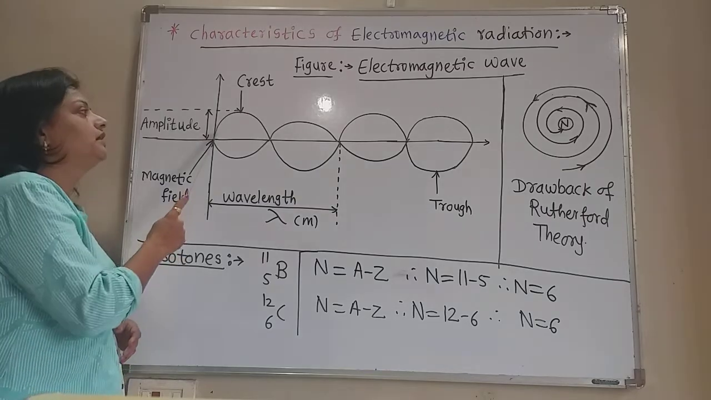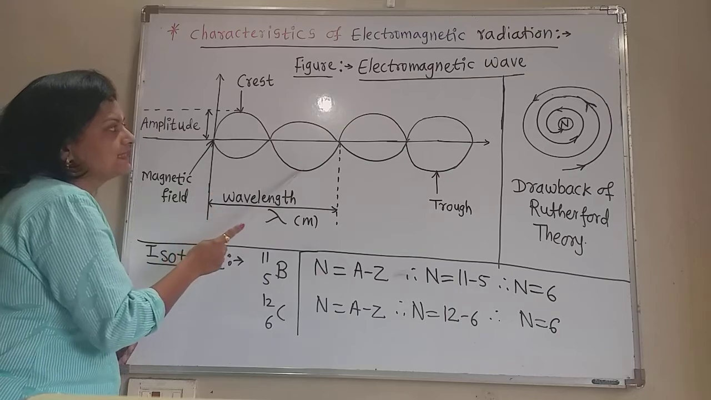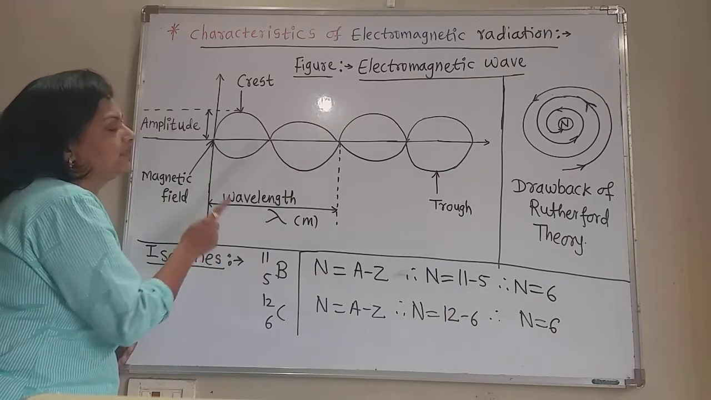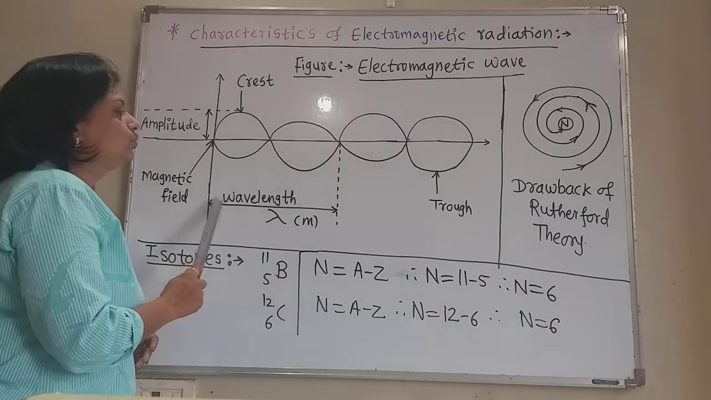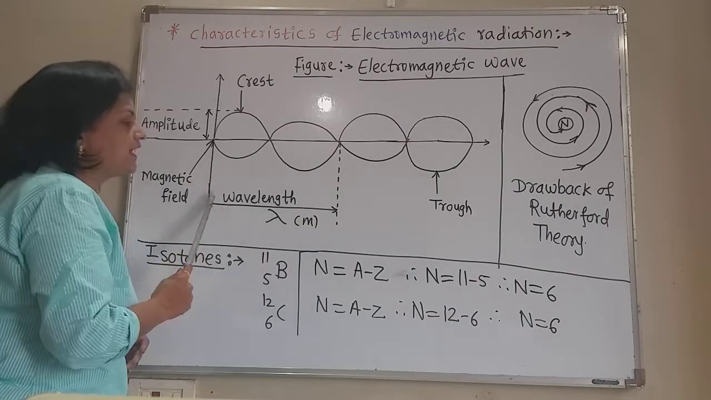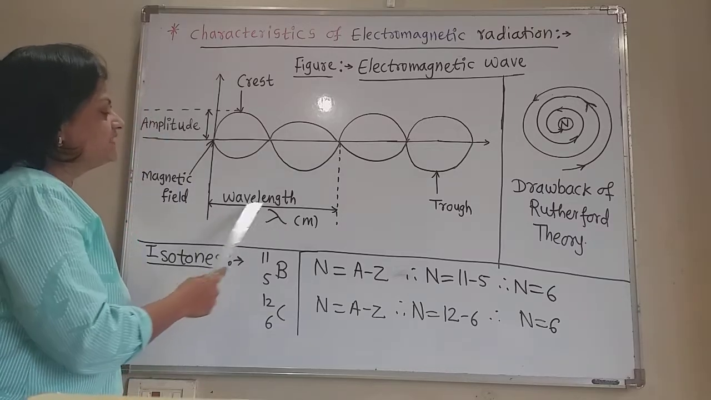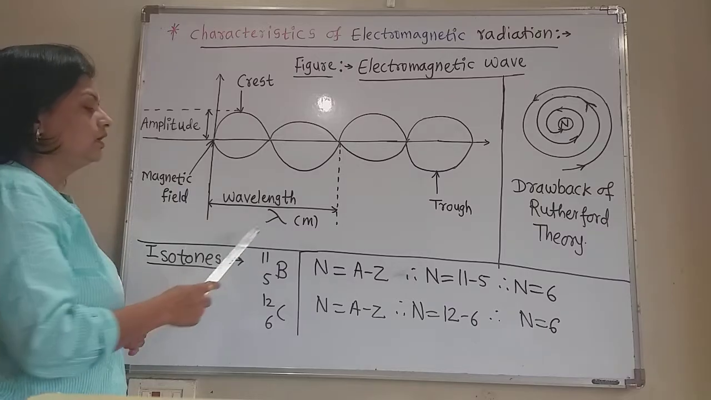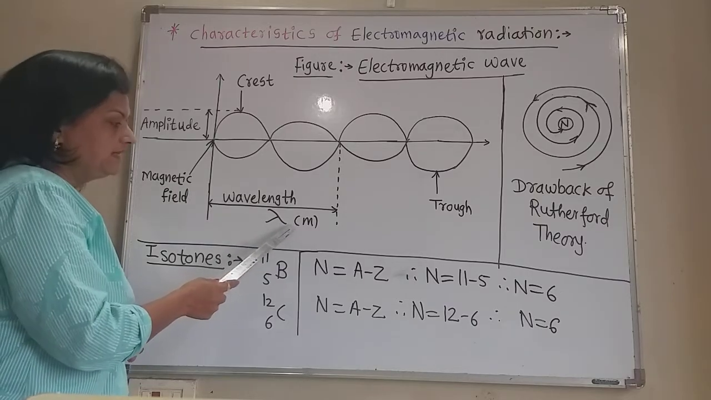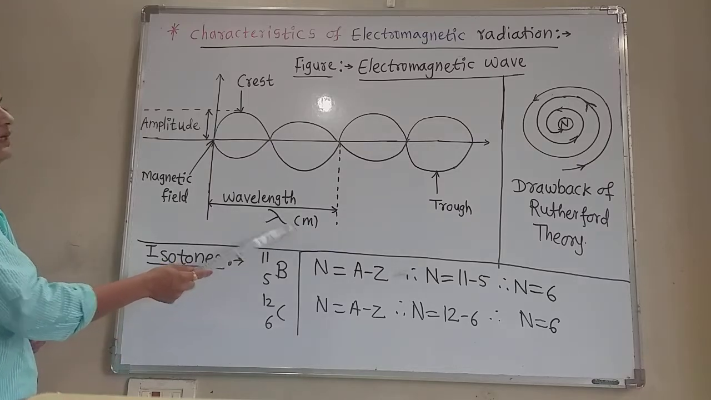Now this is the crest and this is the trough. Two consecutive crests or troughs are these, and the distance between two consecutive crests or troughs is called the wavelength, and it is given by the Greek letter lambda. The SI unit of the wavelength is meter.